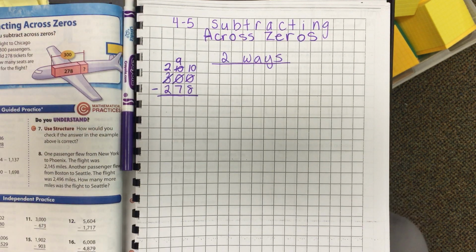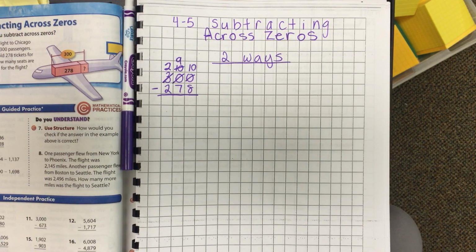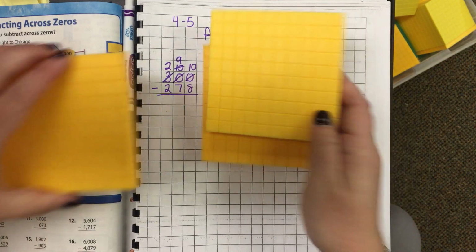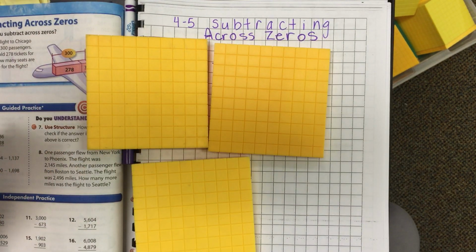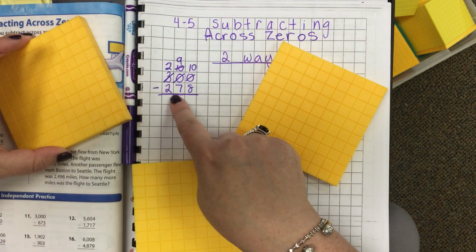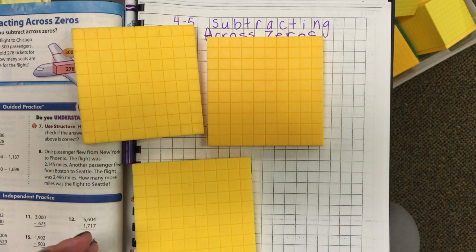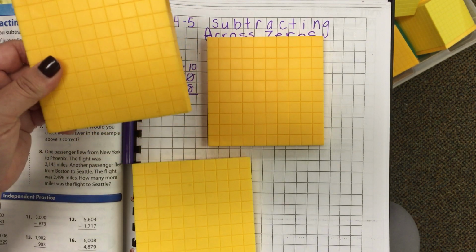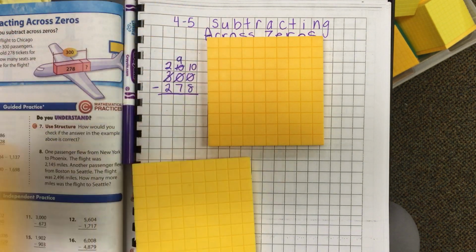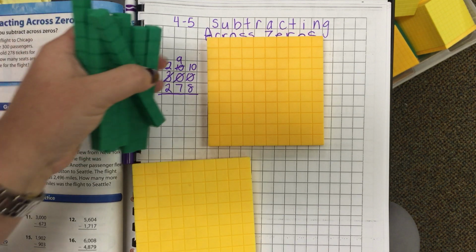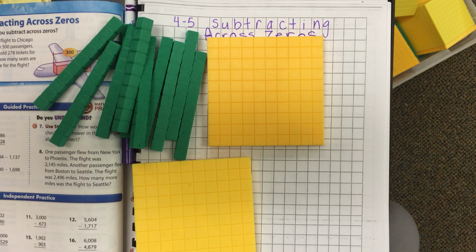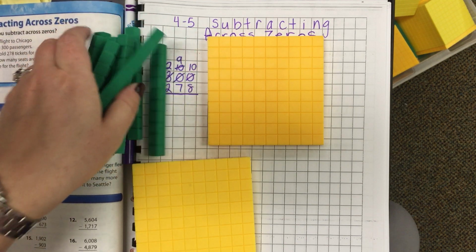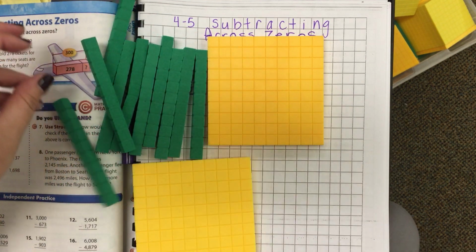So let's say here is 300. 1, 2, 3. I cannot break these apart. But somehow I'm supposed to take 278 out of it. So what I have to do is, okay, I'm going to trade in one of these hundreds right here. I'm going to take it away. I'm going to trade it in for 10 tens. Because 10 tens is 100. Well, now I can start taking the tens out. Cool.